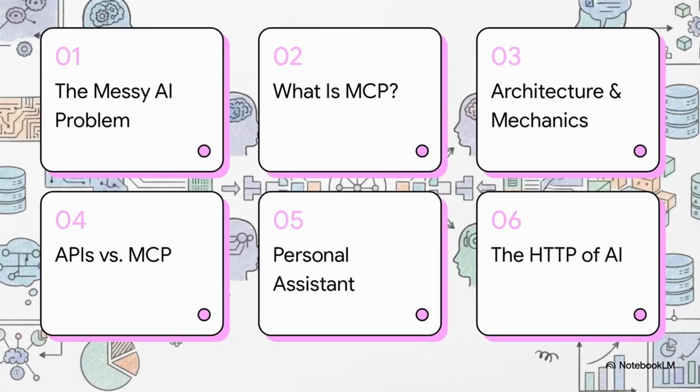So, to break this all down, here is our roadmap for today. We'll start with number 1, the messy AI problem. Then 2, what exactly MCP is. 3, the architecture and mechanics. 4, traditional APIs versus MCP. 5, a real-world personal assistance example. And finally, number 6, why folks are calling this the HTTP of AI.